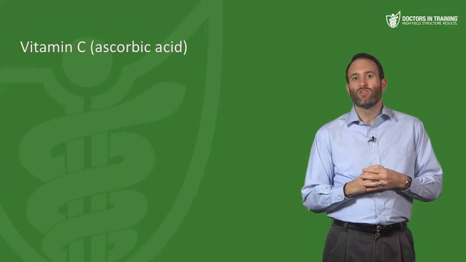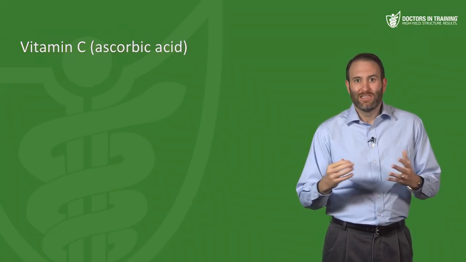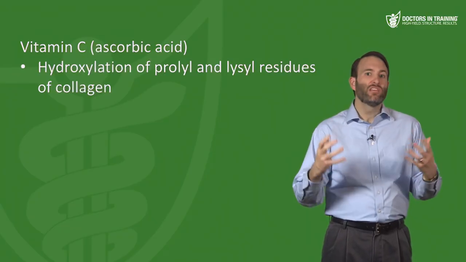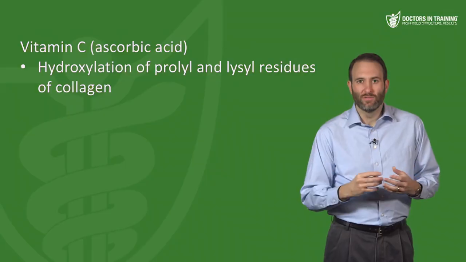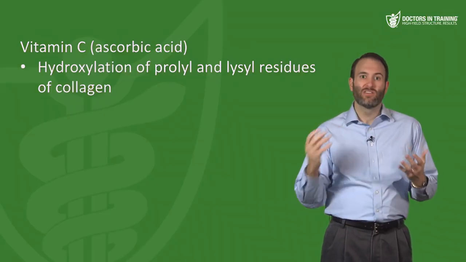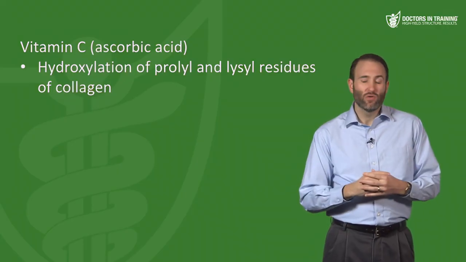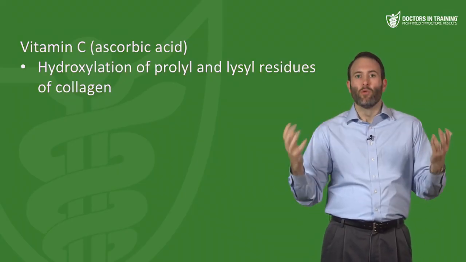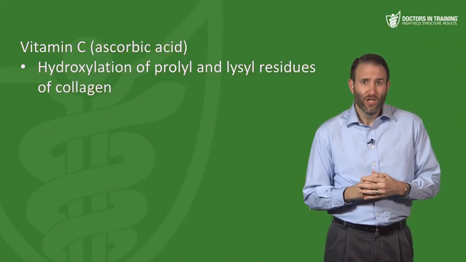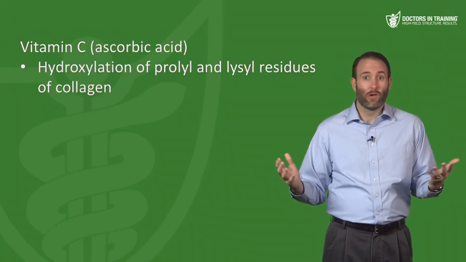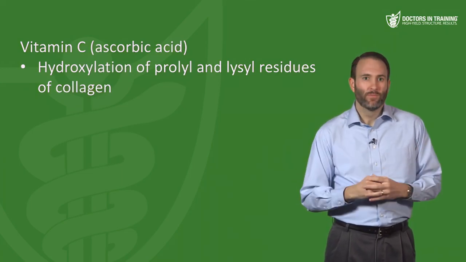Vitamin C is also known as ascorbic acid. Now, what is the main metabolic reaction that vitamin C is involved in? Well, it's the hydroxylation of prolyl and lysyl residues of collagen. This is very important in the hydroxylation of proline residues and lysine residues in order to form appropriate collagen. So if you're deficient in vitamin C, you're not going to be able to make collagen very well, and we'll see in a second that this results in things like scurvy.